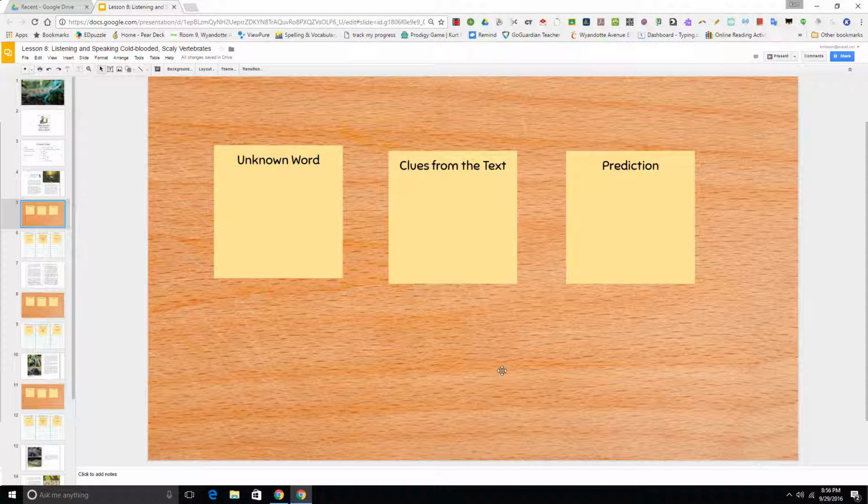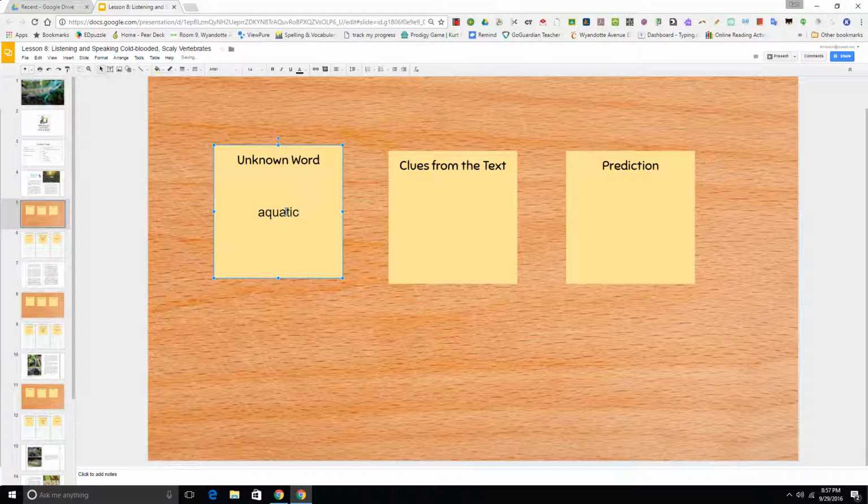Here's a little example of my desk. Well, it's not really my desk, but you get the idea. And I have 3 Post-it notes. On the first Post-it note, I'm going to write down a word that I heard or read that either I or someone else in the classroom may not know the definition of. I'm going to start with, how about aquatic, just to give you an example. So on my first Post-it note, I'm going to write aquatic.